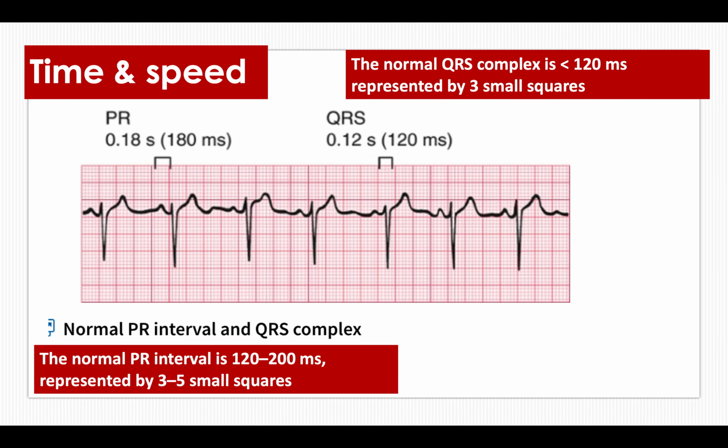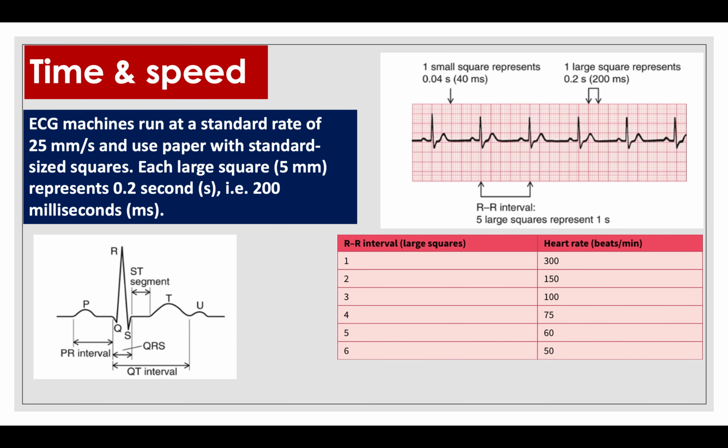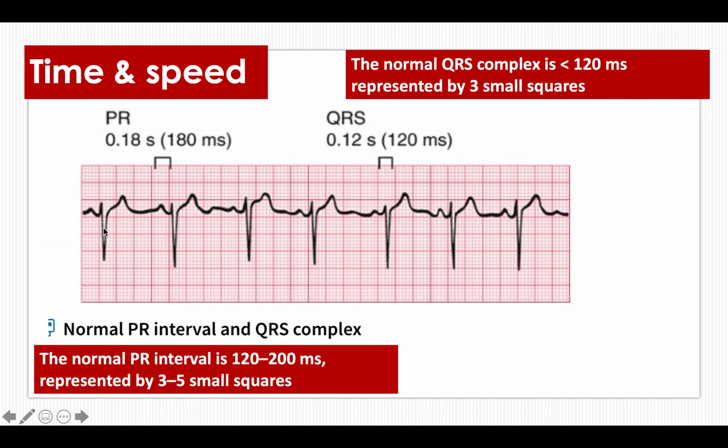Now, the other thing I want you guys to remember is that, as a cardiologist, you always look for something known as a PR interval and a QRS complex. The PR interval is the time it takes for the atria to depolarize and then contract. Normally, the PR interval is 120 to 200 milliseconds, which is usually represented by 3 to 5 small squares. You need to have this figure completely by heart in your head. A normal PR interval is usually 0.18 seconds or 3 to 5 small boxes.